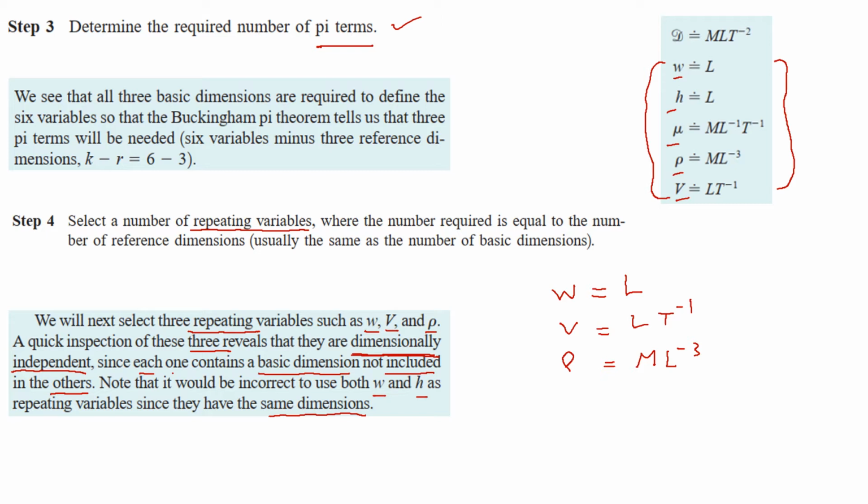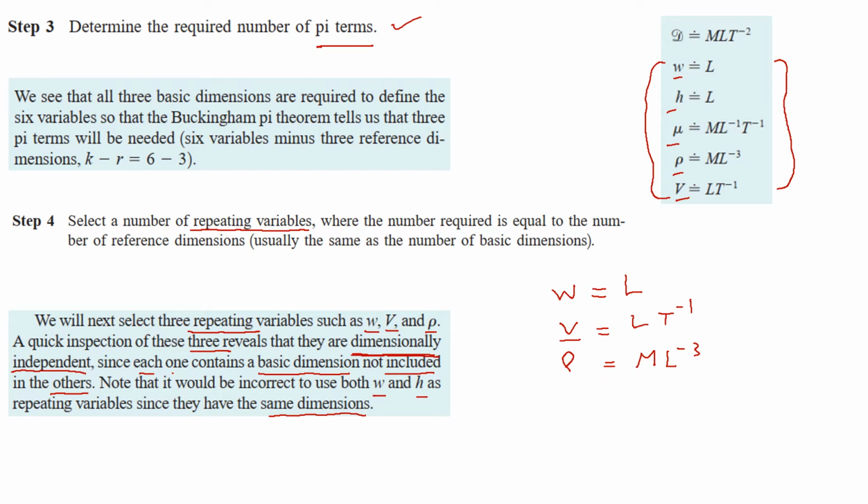For dimensional independency, each of these variables must have dimensions, and these dimensions must contain one term that is not repeated in the others. As you see, in the case of velocity we have time. You can see that time is not repeated in the width dimension, which is length, nor is it repeated in the density, that is mass per unit volume. If you see the density, here we have mass, and mass is not repeated in the velocity and again in the width dimension. So this is dimensional independency, that each of these repeating variables must contain a dimension that is not repeated in the others.